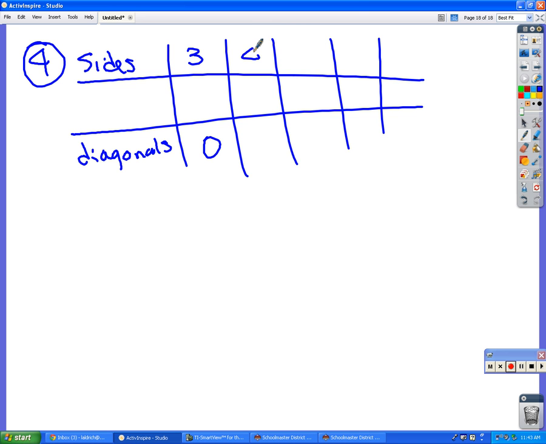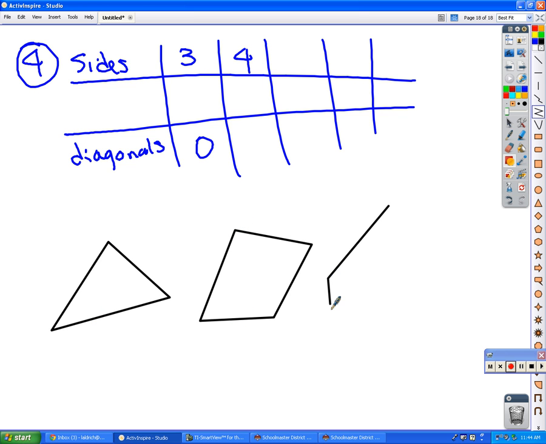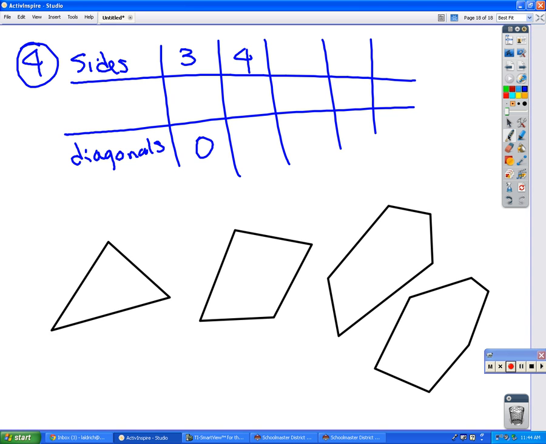And then 4 sides has how many diagonals? Let me draw some shapes here. So here's a 3-sided one. Here's a 4-sided one. Here's 5-sided. Maybe one more one.